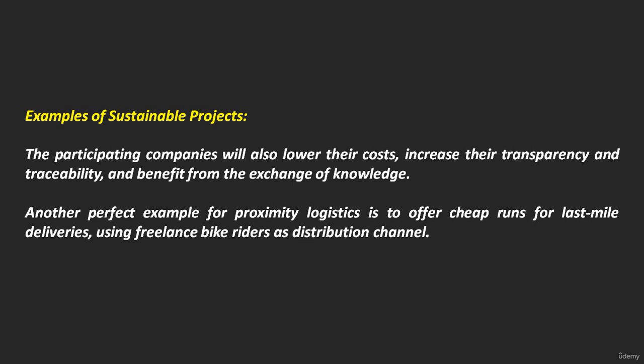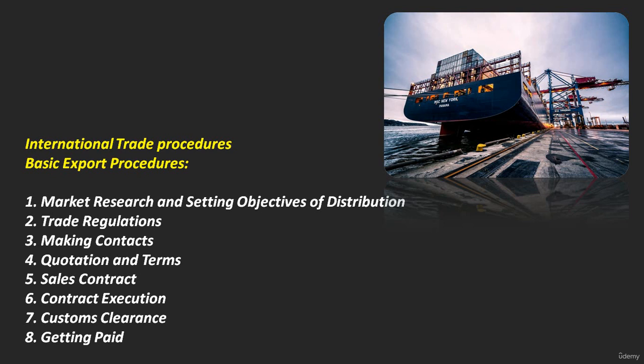So the next one is we need to discuss the international trade procedures. We need to understand the import and export process and procedures. So what about the basic export procedures? Number one is market research and setting objectives. It is divided into selecting target markets, methods of exploration and channels, and setting foreign market objectives on pricing and terms. And second one is trade regulations.